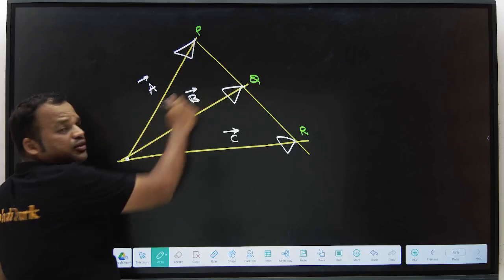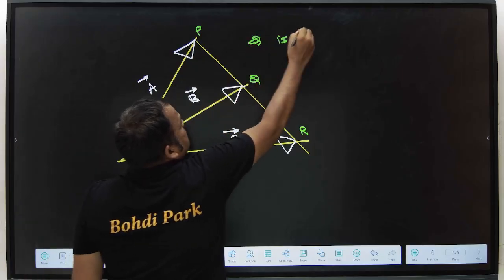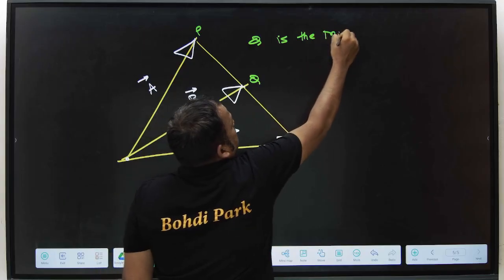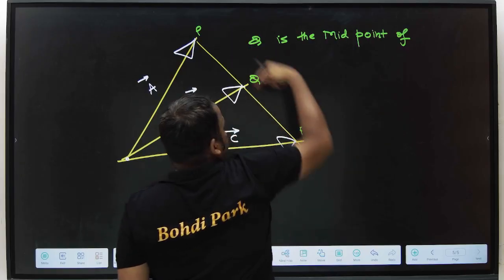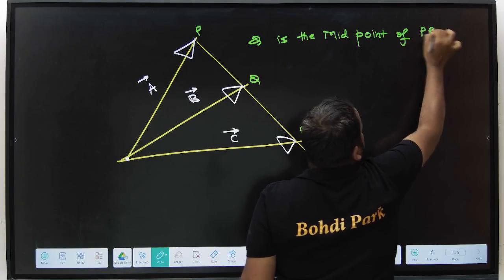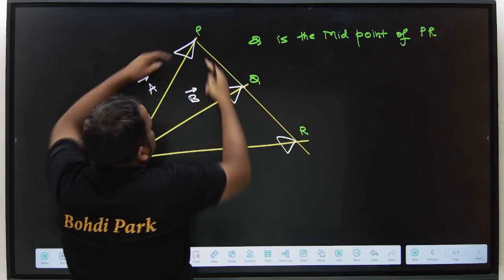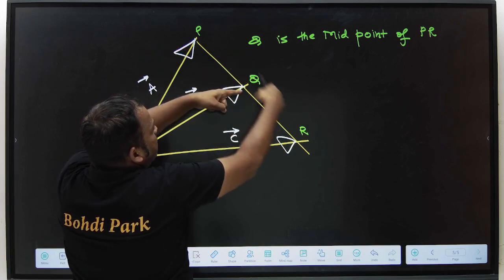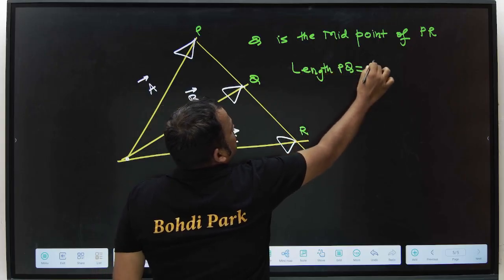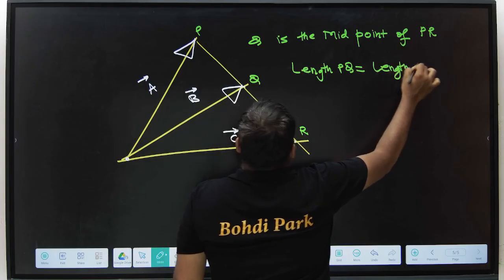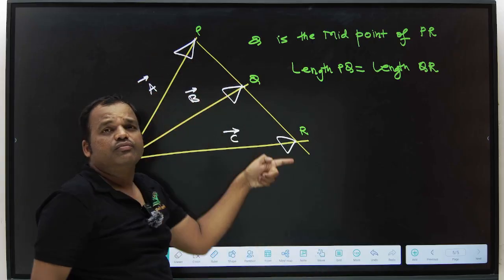And in the question, they have given that Q is the midpoint of PR. Q is the midpoint of PR. So that means length PQ is equal to length QR. The length of PQ is equal to the length of QR.